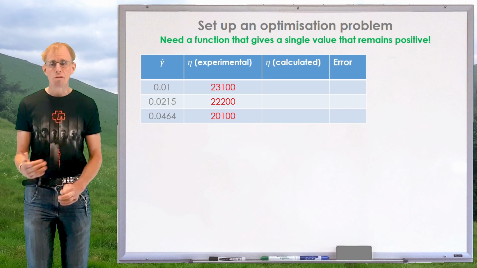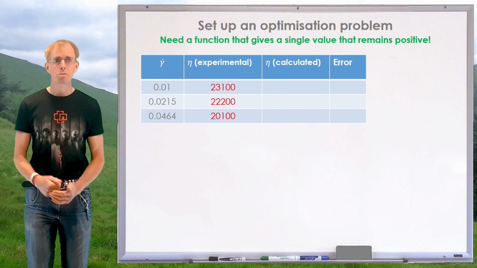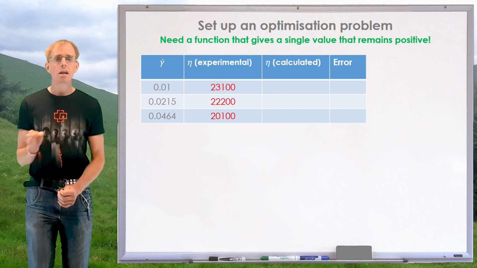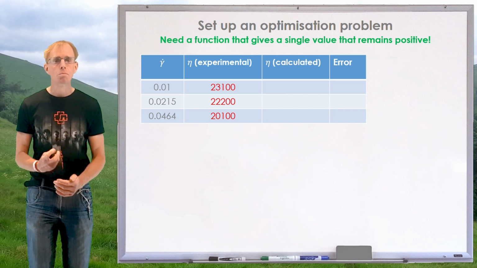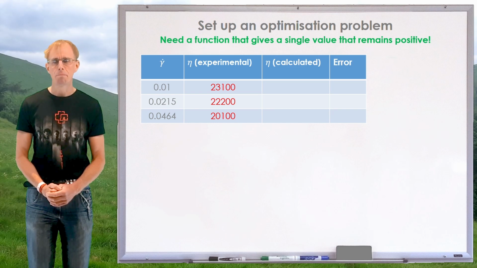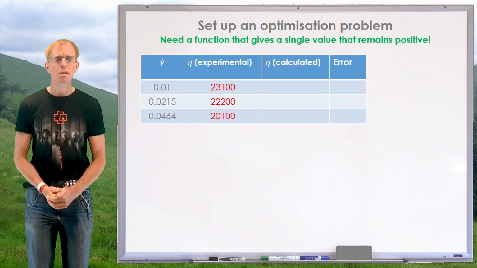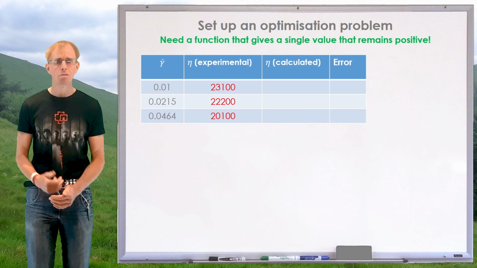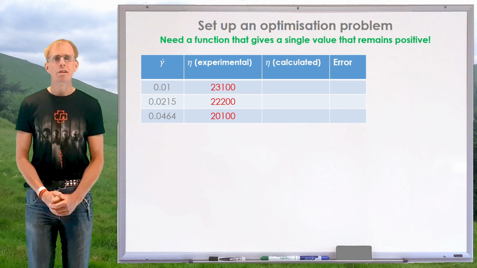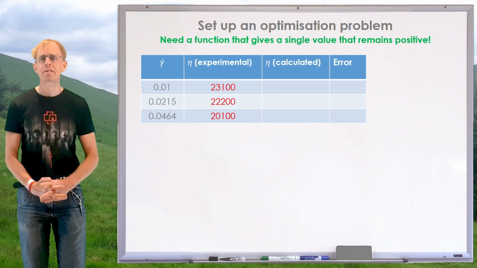So I've listed the shear rates, 0.01, 0.0215, 0.0464 reciprocal second. And correspondingly, I've listed alongside that the experimentally measured values of my apparent viscosity eta. And so it goes from around 23,100 Pascal second, which was my zero shear rate viscosity, and starts to drop a little bit as I increase my shear rate a little bit. Fine, okay, those are my data.